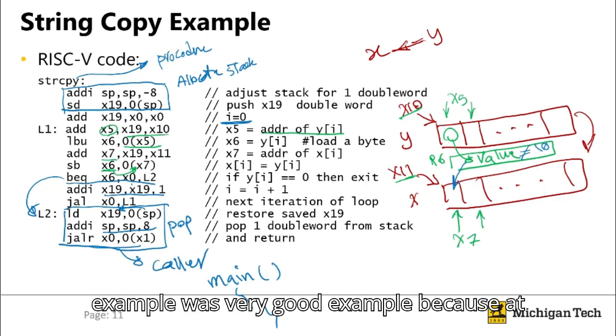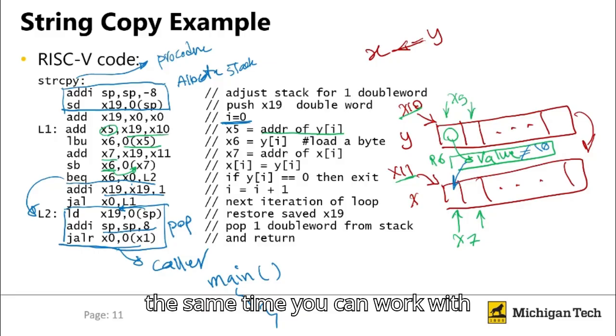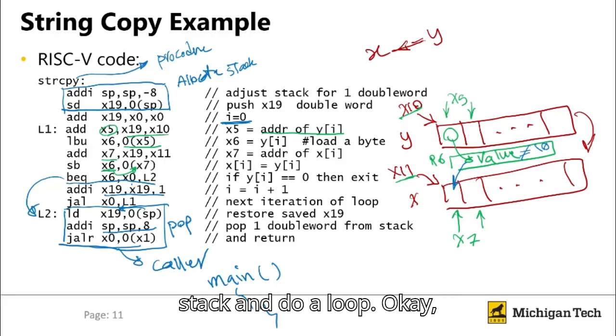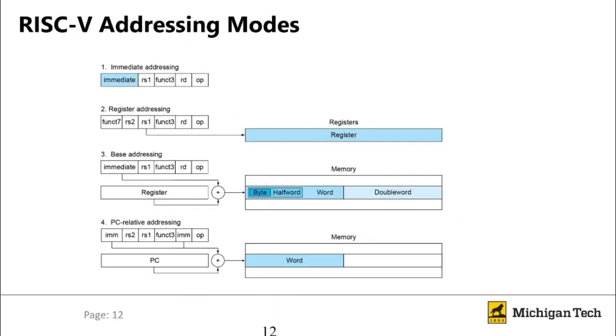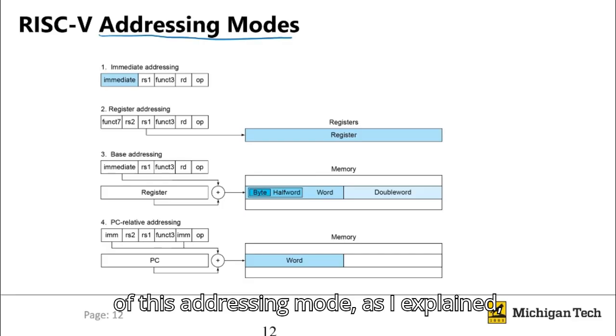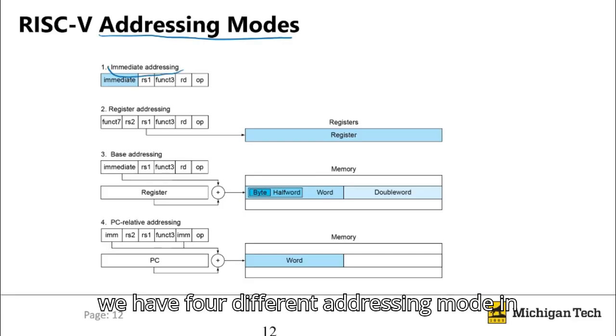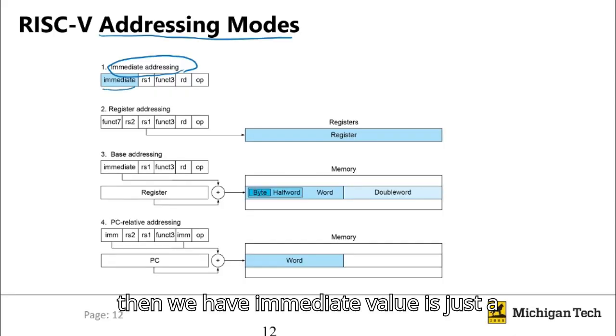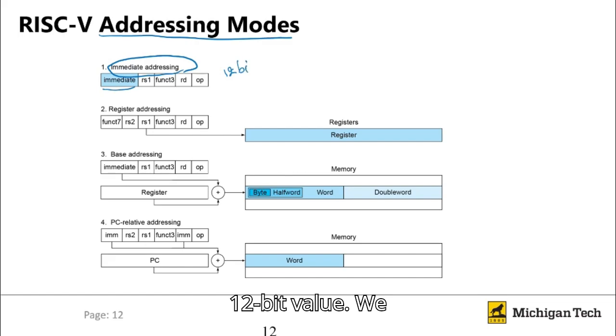This example was a very good example because at the same time, you can work with procedures. You can use allocating memory and deallocating memory, stack, and do a loop. Okay. Here we have a summary of this addressing mode. As I explained, we have 4 different addressing modes in RISC-V. We have immediate addressing. When we have an immediate value, it's just a 12-bit value.